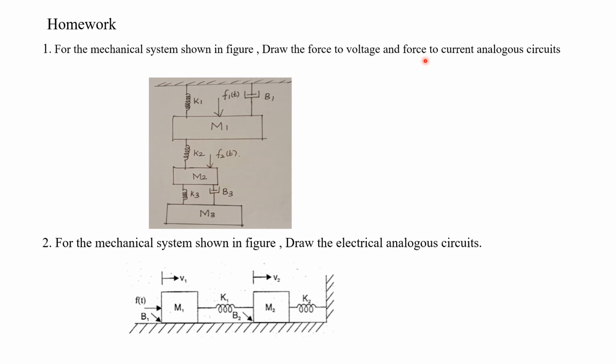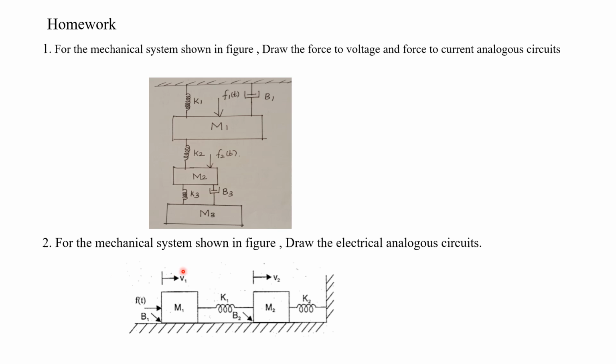Similarly, while drawing the force to current analogy, in the first node you will have a current source. Similarly, in the second node, you will have a current source corresponding to F2. In the last node, you will not have any current source. Understood? So you can easily complete this diagram as well as obtain the electrical analogous circuit.